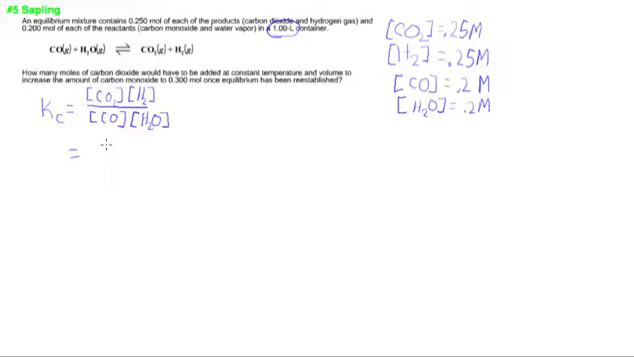Okay, so that is going to be 0.25 times 0.25. I could say 0.25 squared because it's the same thing times itself, times 0.2, 0.2, and using the calculator I can get K equals 1.56. Okay. So now in order to do the next step, how much carbon dioxide do I have to add?